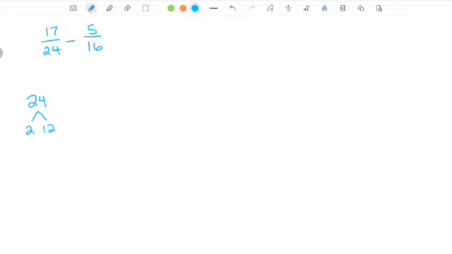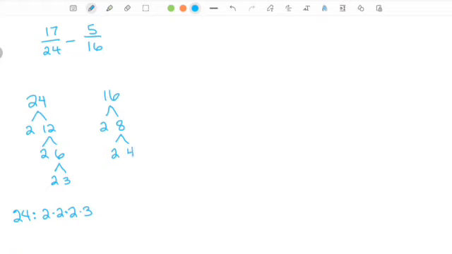24, we can say, is the product of 2 and 12. 12, we can break it into 2 times 6, and 6 can be broken into 2 times 3, so the prime factorization of 24 is 2 times 2 times 2 times 3. 16 breaks down into 2 times 8. 8, of course, breaks down into 2 times 4. 4 into 2 times 2. Of course, you may have recognized that 16 is equivalent to 2 to the 4th power, which would make sense that we have 2 times 2 times 2 times 2.